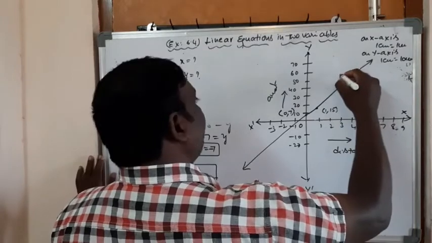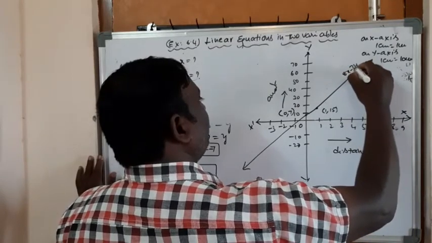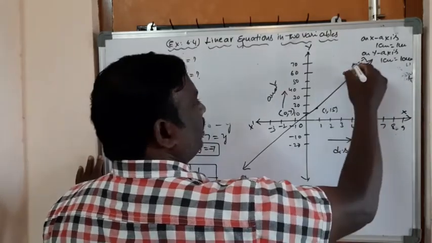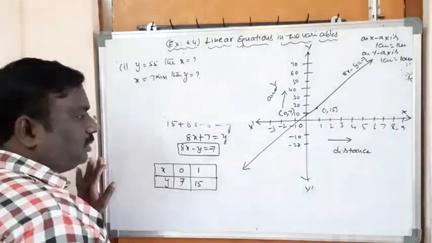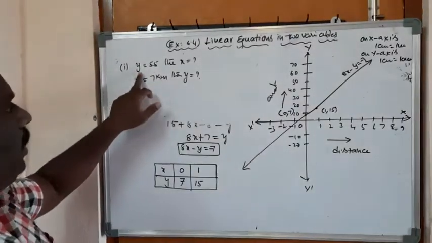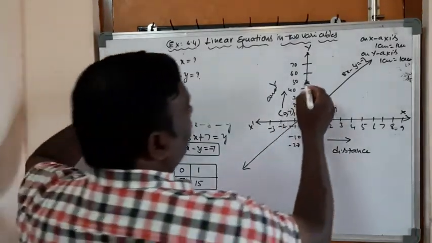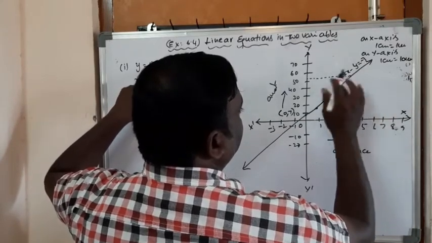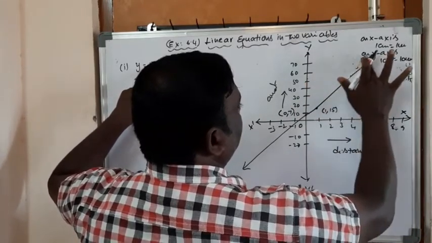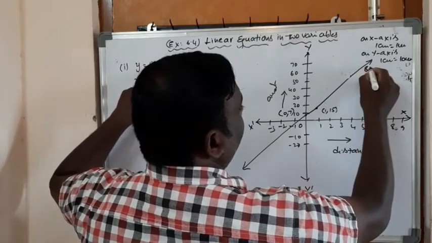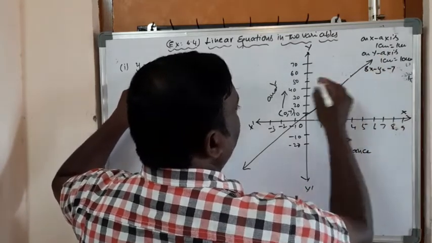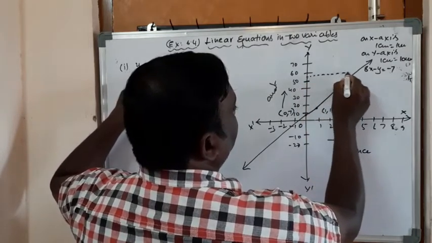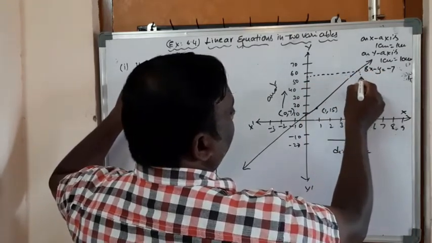So what is the name of the equation? 8x minus y equal to minus 7. So now coming to the question, y equal to 55. If y value is 55, here it is, in the middle, then what about x? Write the line equation here: 8x minus y equal to minus 7. This is 50 I'm taking, then 55 will come in the middle. Then what about the value?